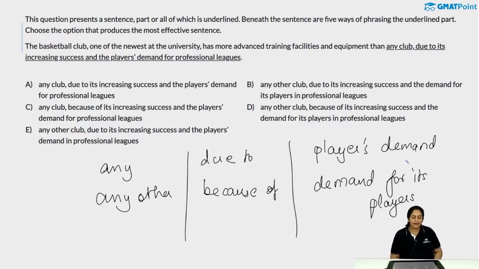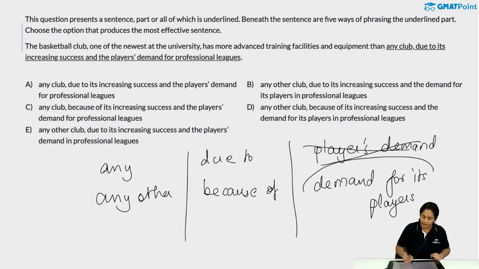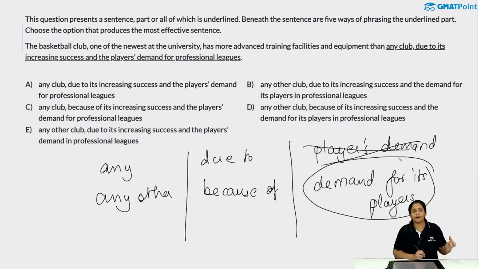What they are saying is that they have a state-of-the-art training facility because they have money, and they have money because different outside professional leagues are paying them, and they are paying them because their players are sought after. So that is basically why they have state-of-the-art training facilities and more equipment than any other club. So basically it's not the players who are making the demand, it's the professional leagues who are making the demand for the players. So based on the meaning of the sentence, you can eliminate this option. It has to be this particular option. There is a lot of demand for its players, and because of that they have state of the art training facilities. So I can eliminate this one, I can eliminate this one, and I can eliminate this one.